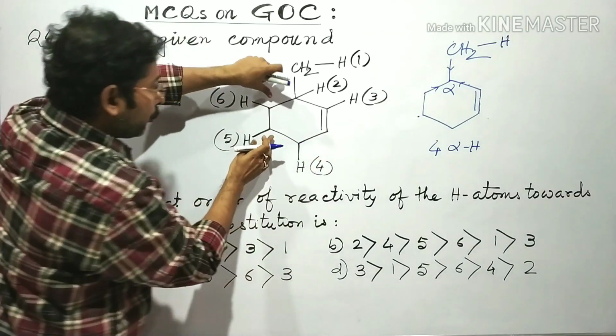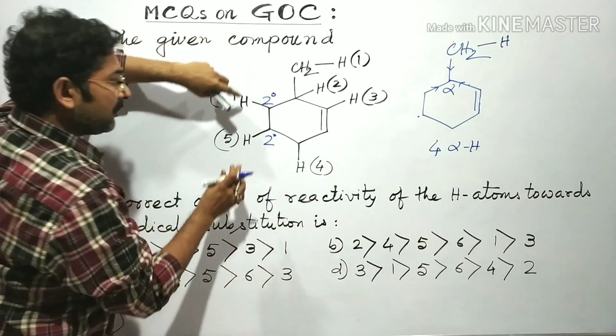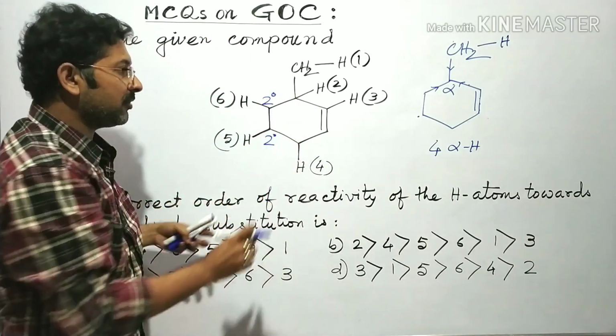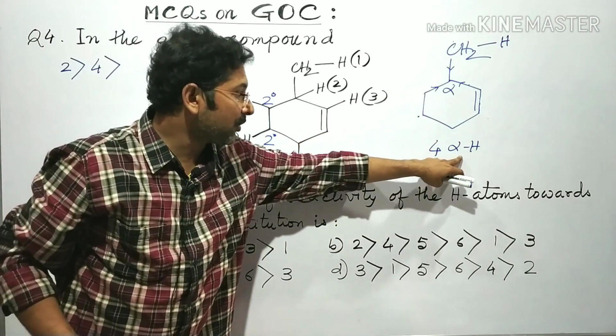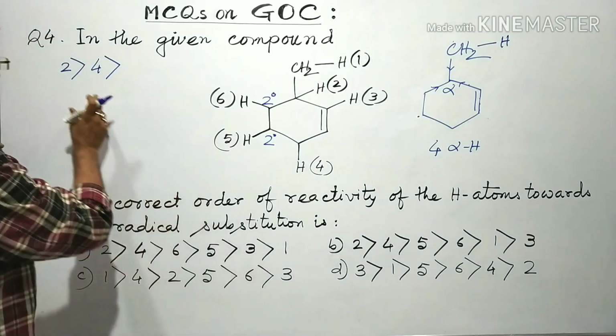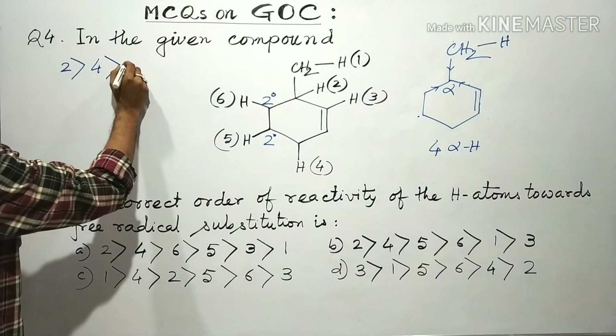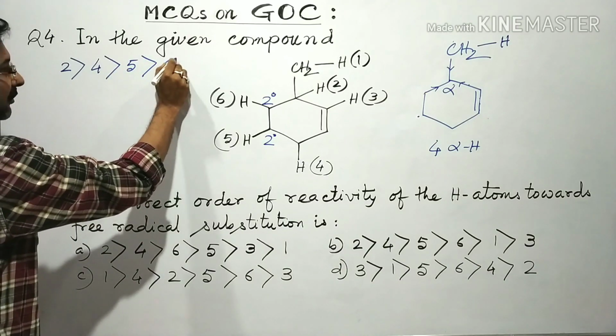Both of them are 2 degree free radicals. This is a 2 degree carbon, this is again a 2 degree carbon, but this free radical is more stable than this one because it contains 4 alpha hydrogens. So the reactivity order is 2 is greater than 4, which is greater than definitely 5, greater than 6.